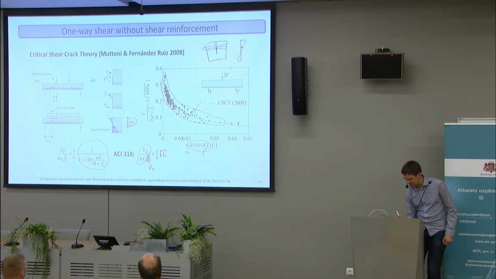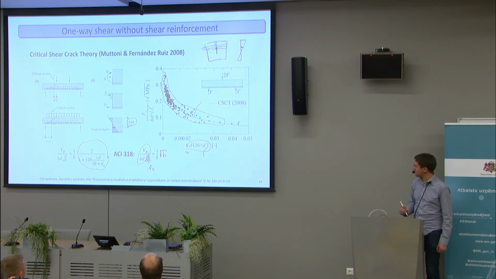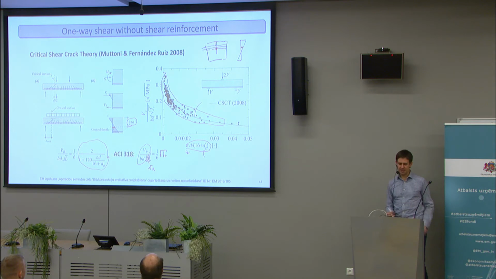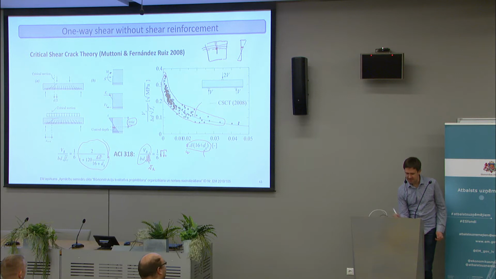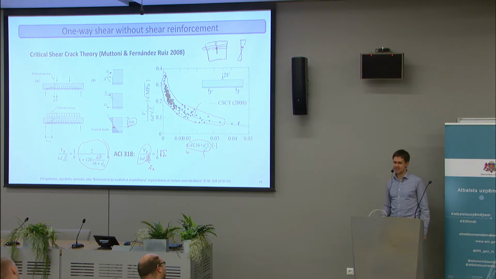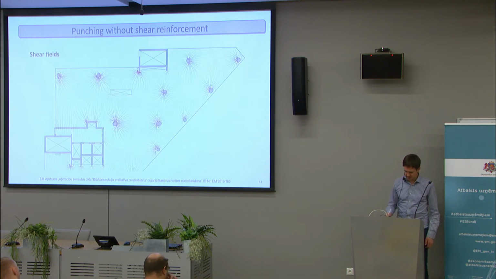So they do take into account both the amount of reinforcement and the acting bending moment at the same time with this parameter, because the strain in the critical depth depends both on the acting moment and also on the amount of reinforcement that you place against this moment. So that's about one-way shear.